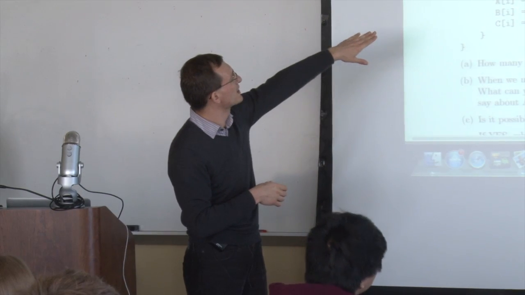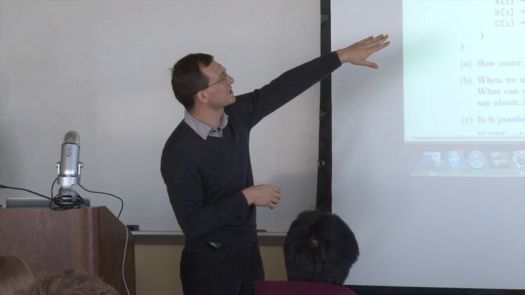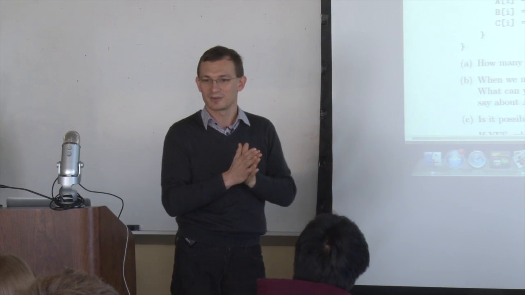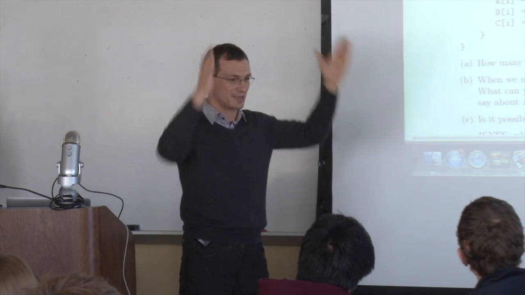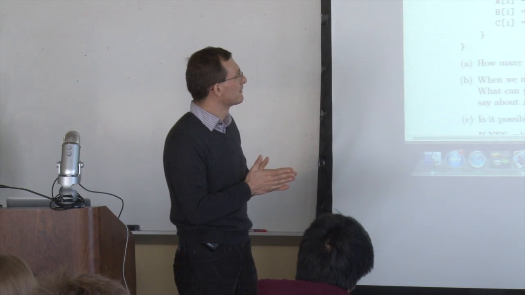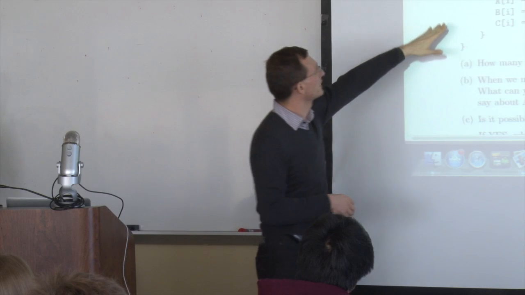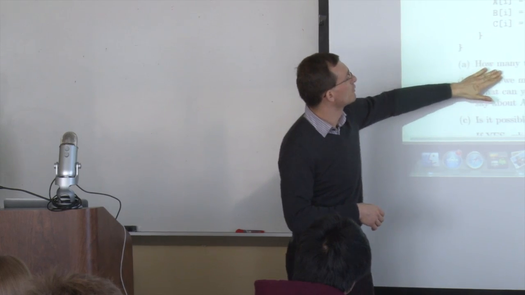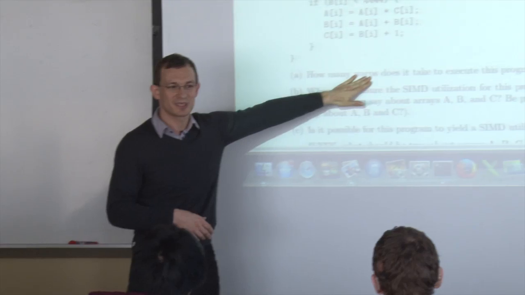A warp in the GPU consists of 64 threads, and there are 64 SIMD lanes in the GPU. That's kind of expected, right? 64 threads, each one executing in one lane. The first question here is how many warps does it take to execute this program? This is an easy one, right?